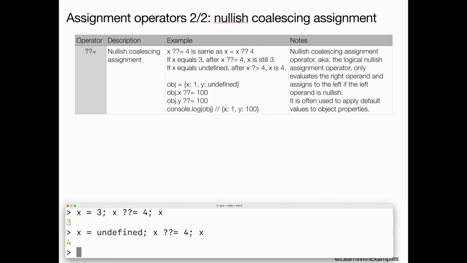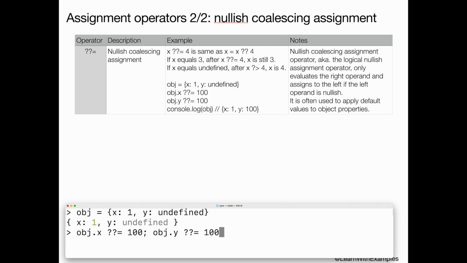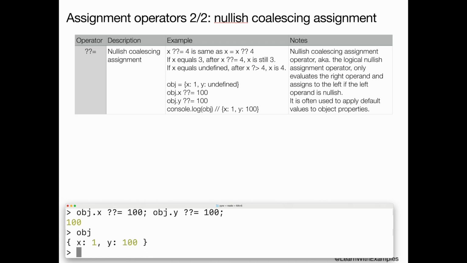The nullish coalescing assignment operator is often used to apply default values to object properties. In this case, the nullish coalescing assignment applies the default value if the property has value null or undefined. Take for example an object with two fields, x and y. The value of x is 1, the value of y is undefined. After applying the default value of 100 to both, y is initialized to 100, while x keeps its original value of 1.